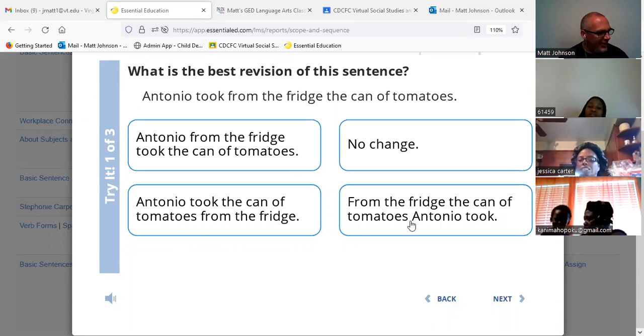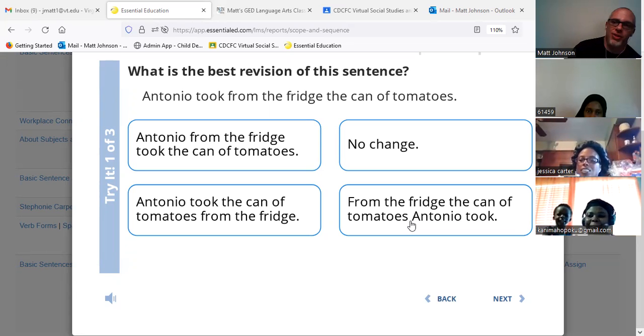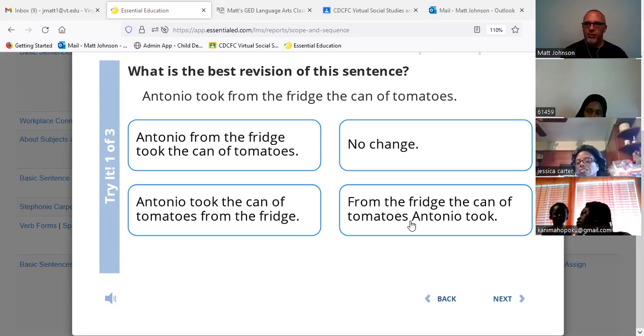Then our last one, I figure most of you guys are familiar with Yoda from Star Wars, right? That's how Yoda talks, right? That's his syntax. From the fridge, the can of tomatoes Antonio took, which is also weird and awkward, and basically is directing the subject to the wrong place, right?